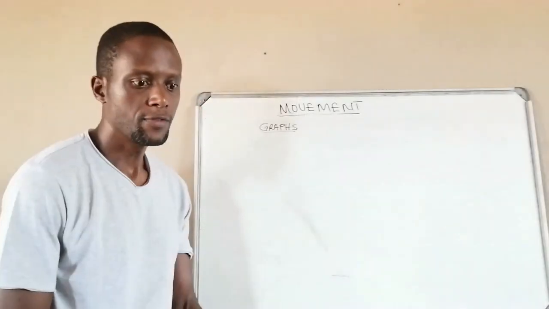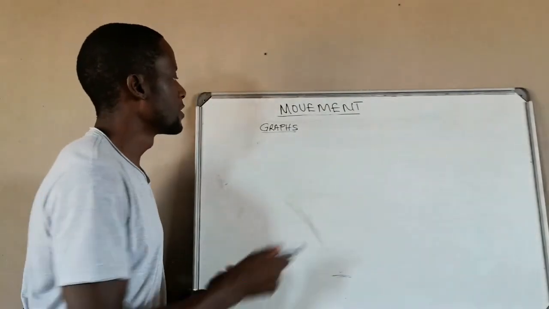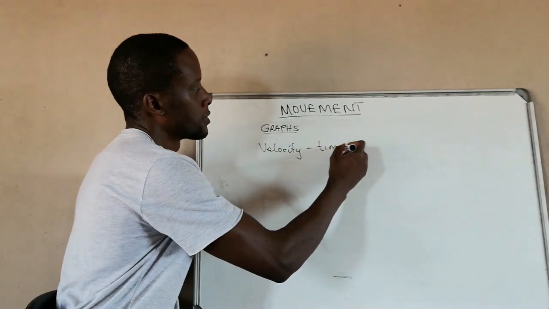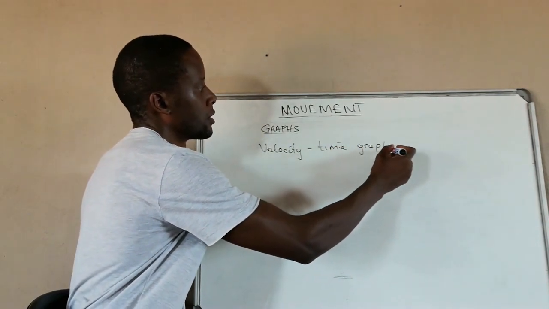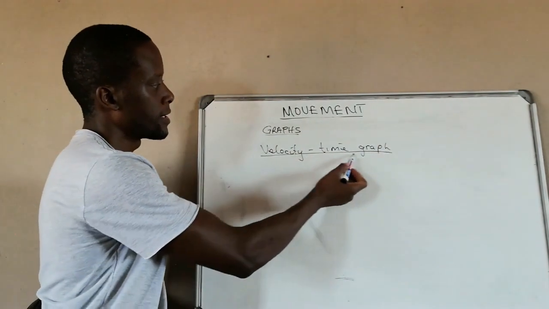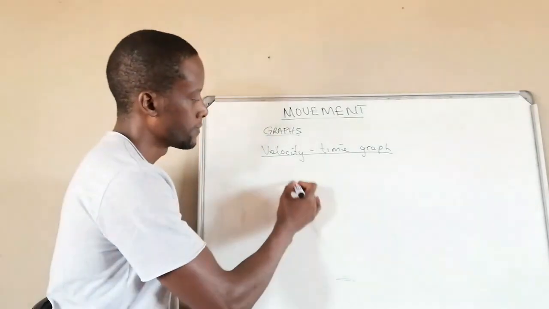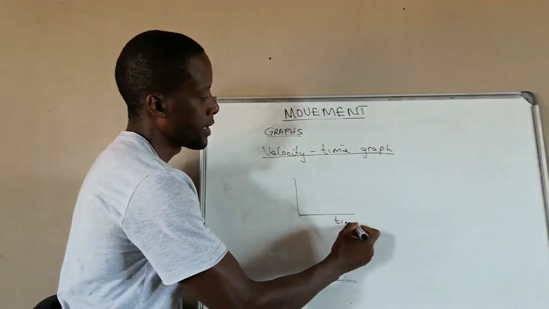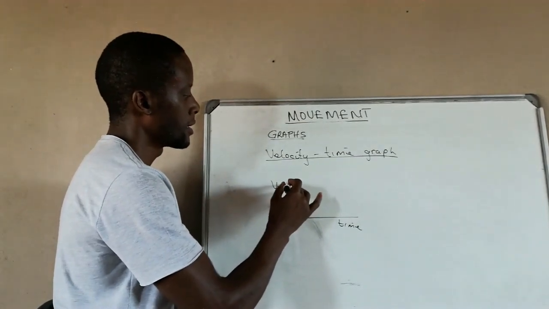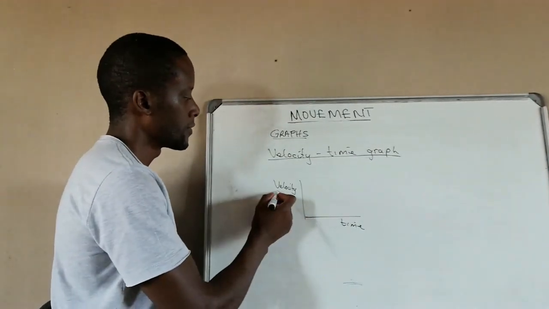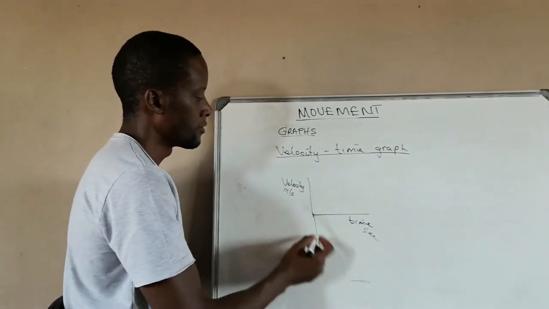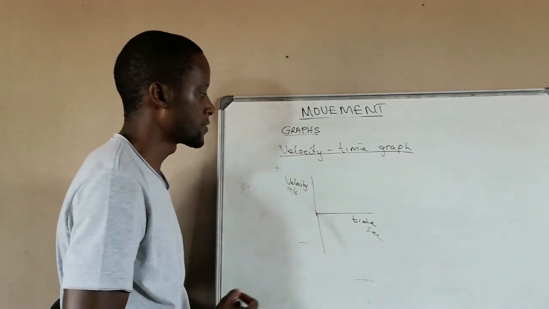And then the next type of graph that you'll be looking at is called the velocity time graph. With this we are comparing the velocity and the time. Like we said, time will always be on the x-axis, the horizontal axis. Then you have your velocity on the y-axis, in meters per second, and your time in seconds. Then we have our velocity, whether on the positive side or the negative side.